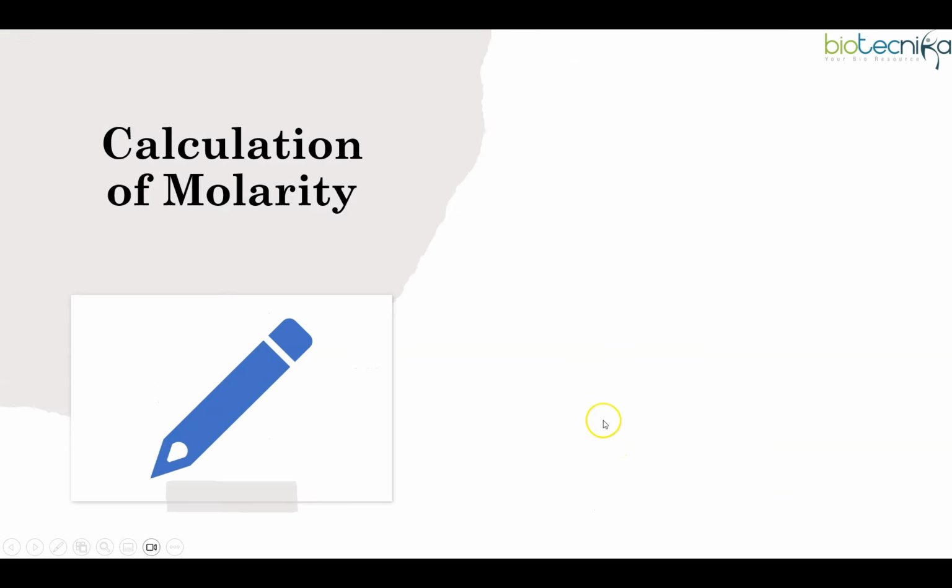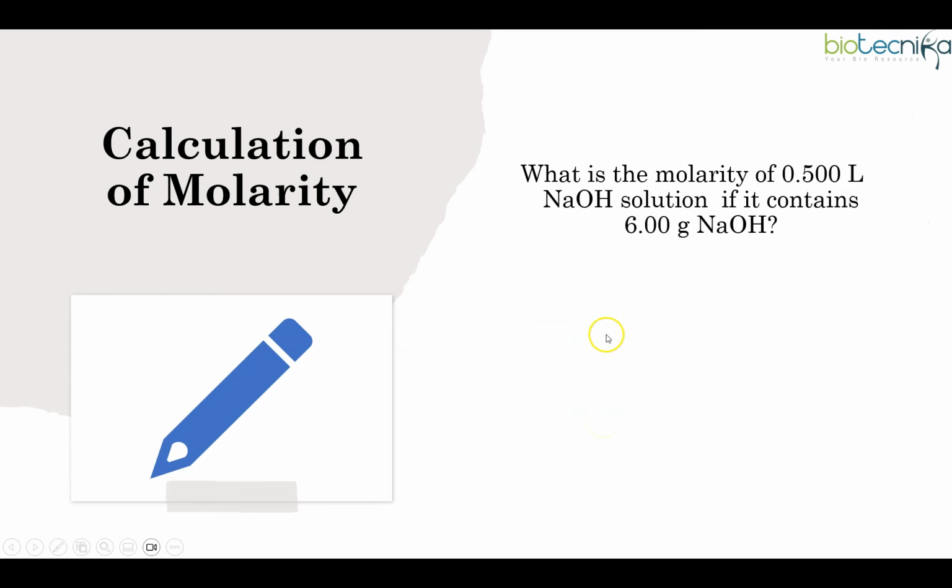Okay, so let's practice one question: how to find out the number of moles when the grams are given. Again, you can pause the video if you want to try it out yourself. And for the students who are not able to do it, here is the solution. What is the molarity of 0.5 liter NaOH solution if it contains 6 gram NaOH? Whenever your concentrations are given in grams, try not to use these grams directly. Try to convert them into moles.